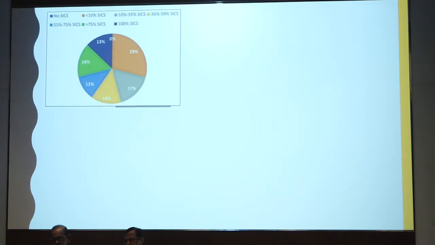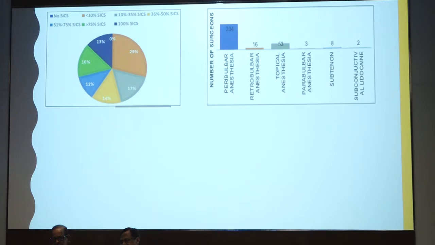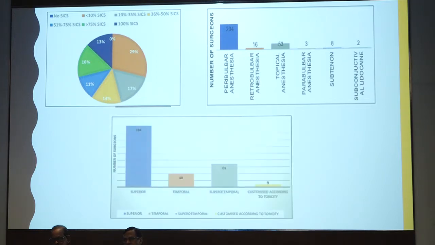The first and foremost is the incidence with which SICS is practiced. You can see it's almost a pizza pie type of a structure. The incidences vary from people doing less than 10% SICS to people doing 100% SICS surgery. So it's almost an equitable distribution. Coming to the anesthesia, again there are lots of variations, the most common being peribulbar, but also retrobulbar, topical, parabulbar, that is a posterior long subtenon, subtenon and subconjunctival are also used for MSICS. Coming to the site of surgery, the most preferred site is superior, followed by supero-temporal and then temporal. Nine surgeons globally customize their site according to the toricity that exists.